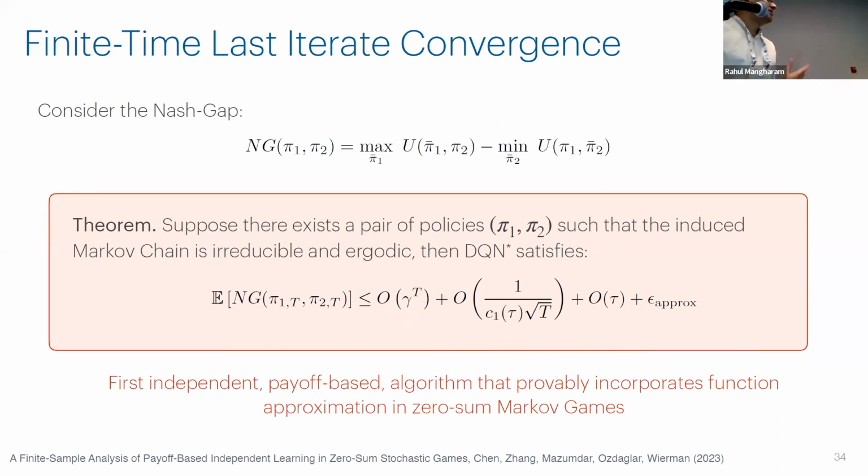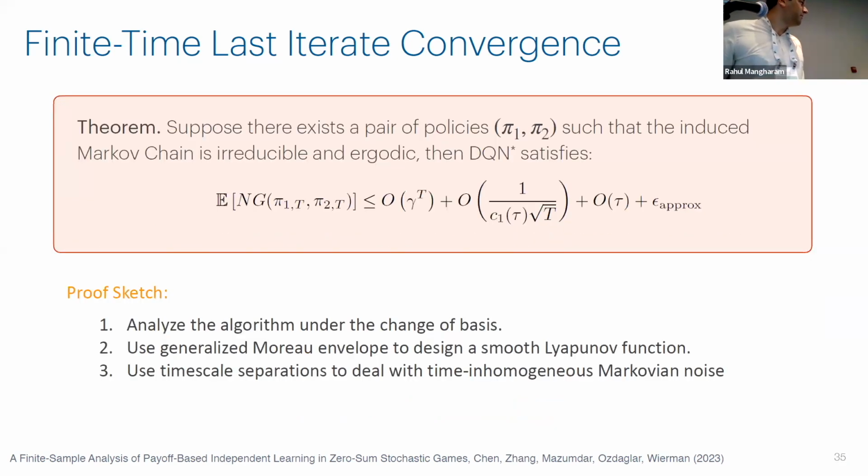So I should point out this is the first kind of independent payoff-based algorithm that provably incorporates function approximation in zero-sum Markov games. What's nice is this is really just a classic algorithm that a lot of practitioners are already familiar with, because it's something that they've been using basically already to solve games. And we just show that if they make a very small tweak and they just do it on 2 timescales, it actually has provable guarantees of convergence.